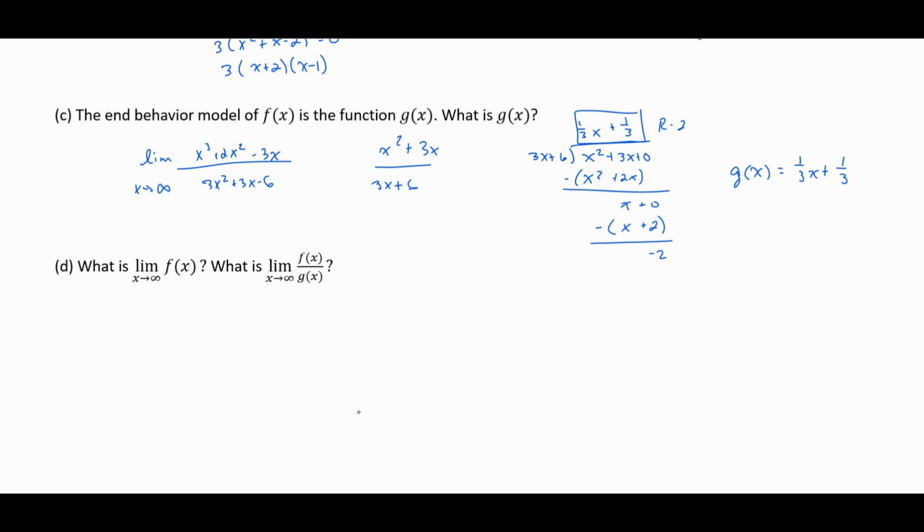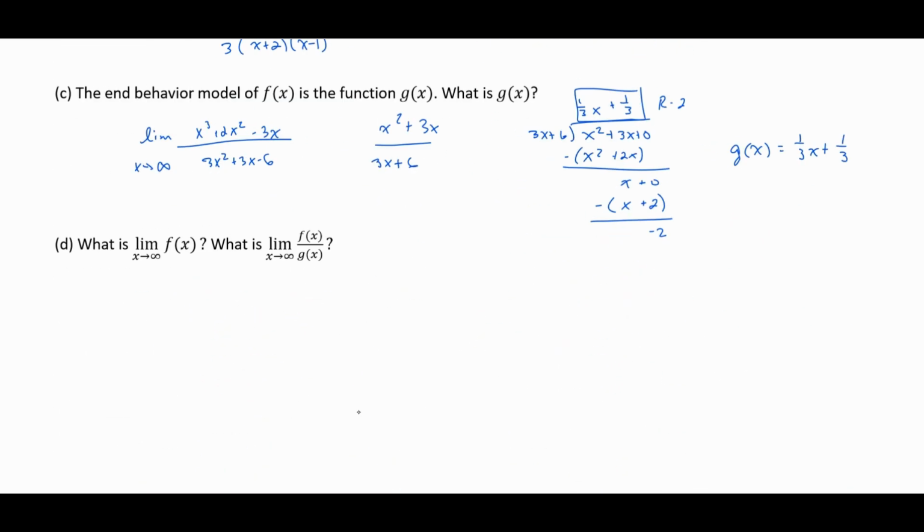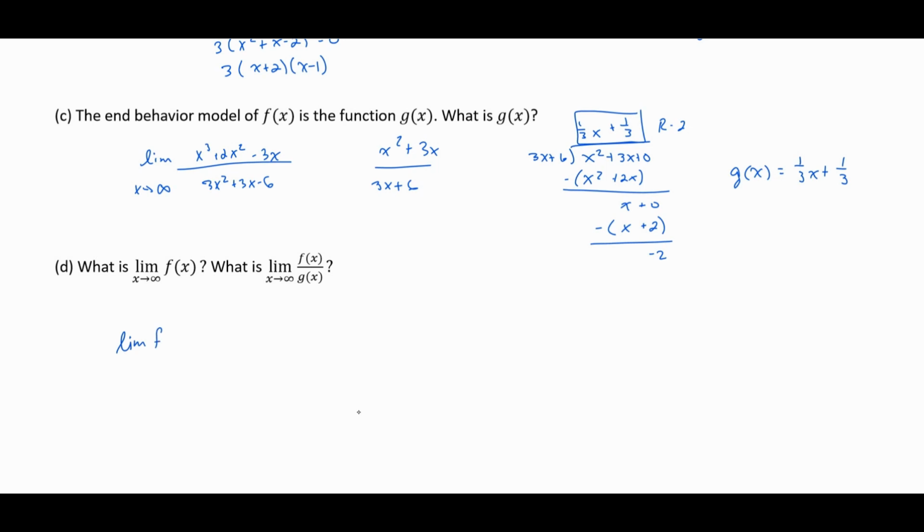So the first one, f of x is going to infinity. So the limit of f of x as x approaches infinity is equal to infinity because the numerator is larger. Now here we have f of x and g of x, so we're going to take f of x, which is x cubed plus 2x squared minus 3x divided by 3x squared plus 3x minus 6, all over g of x, which is 1/3 x plus 1/3. And we're going to multiply by the reciprocal.